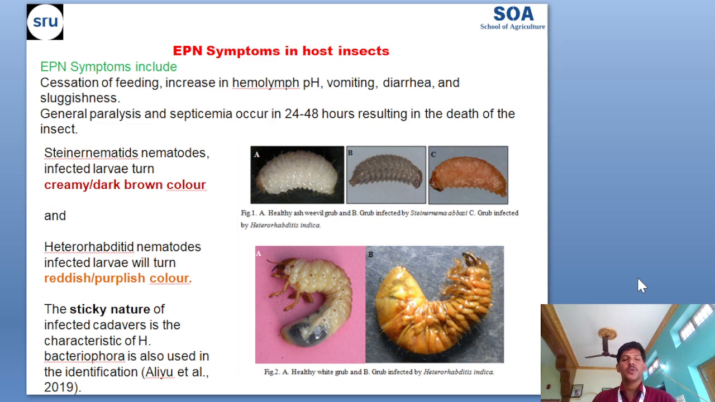In particular, Steinernema nematode infected larvae turn creamy or dark brown in color. At the same time, Heterorhabditis nematode infected larvae turn reddish or purplish in color, and they also show the sticky nature of the cadaver.